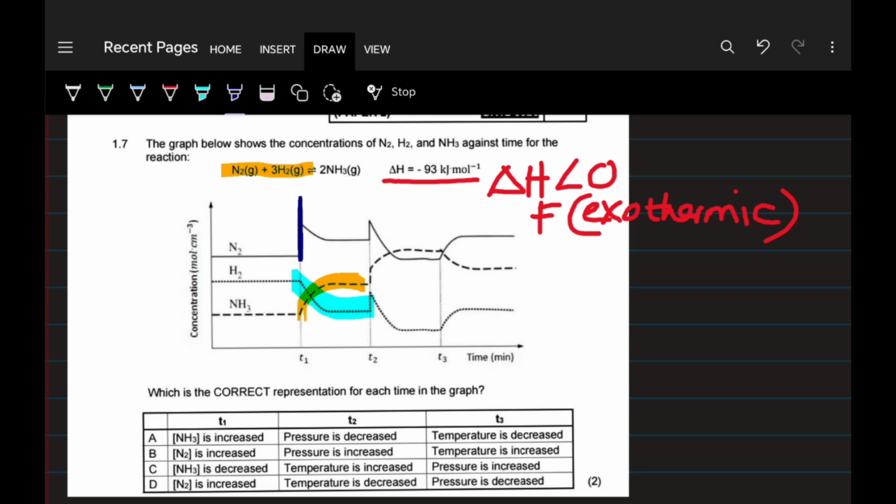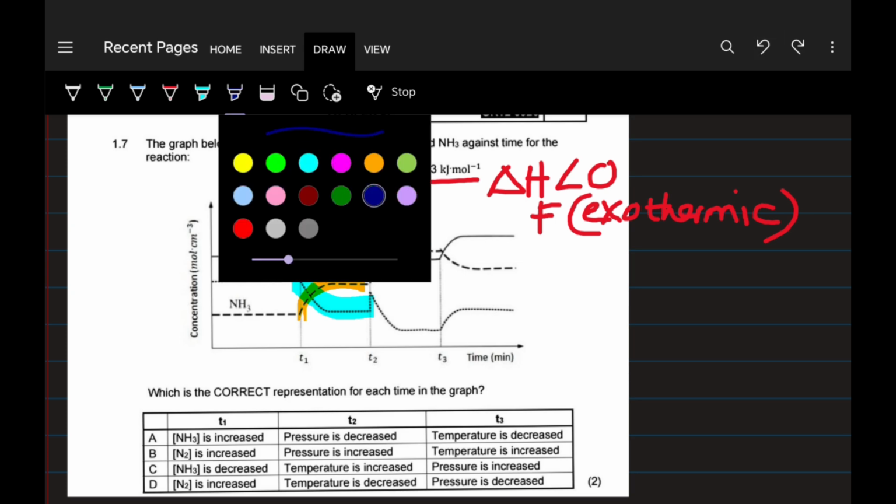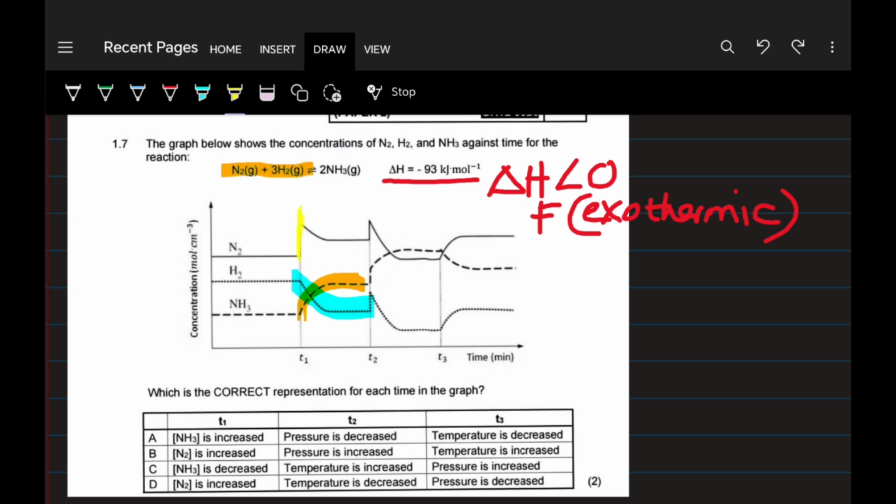Is this a decrease or an increase in concentration? This is an increase in concentration because it is a sharp increase. Other graphs are gentle, but there is a sharp increase in the concentration of nitrogen. So our answer is that the concentration of nitrogen increased.